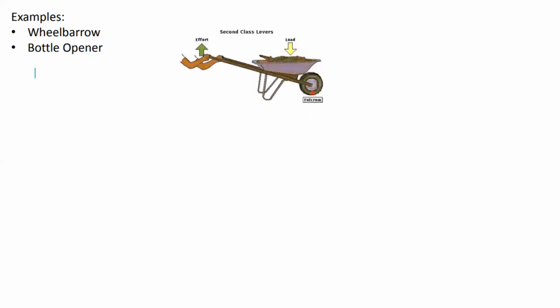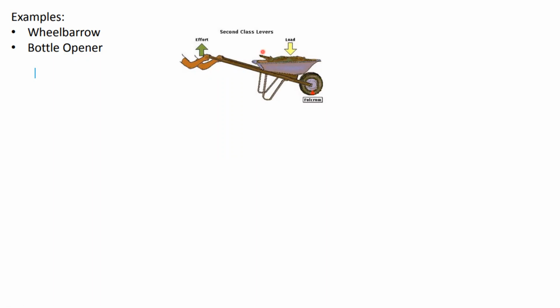Let's see the examples, like the wheelbarrow. Look here. Where's the fulcrum? This is the fulcrum. So this is not a first class. Look at the load. Since the load is between the fulcrum and the effort, this is the second class.